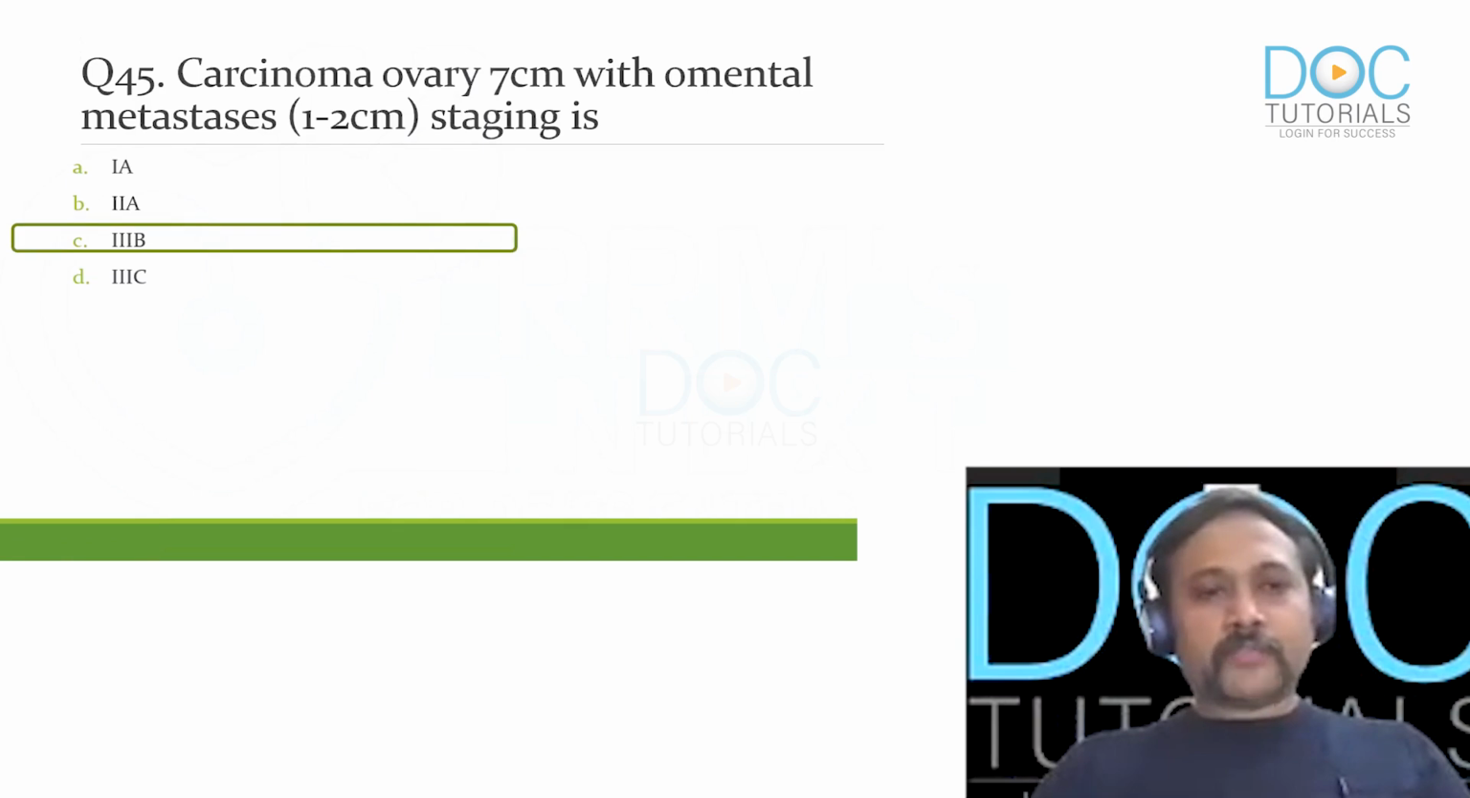All of you know that when you have microscopic omental metastasis in carcinoma ovary, that comes under stage 3A. When you have deposits which are macroscopic and less than or equal to 2 centimeters, it comes under stage 3B. Anything more than 2 centimeters in the omentum is going to come under stage 3C. So that is how you will classify.